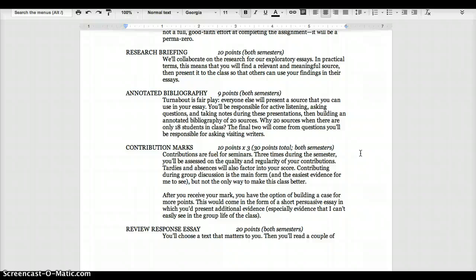Let me be clear that I'm not looking for saying things for the sake of saying things. That's really not a meaningful contribution. I'm also not marking down how many times that you speak. If you say 9 kind of semi-irrelevant things per class, that doesn't help anybody. I'm really judging the quality of the contributions, though they need to be regular too.